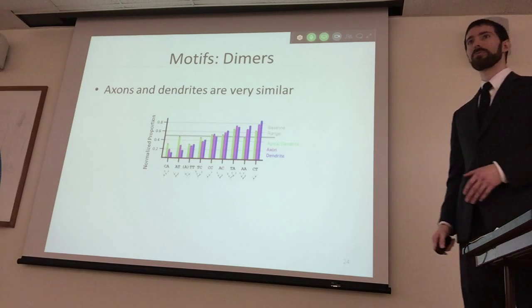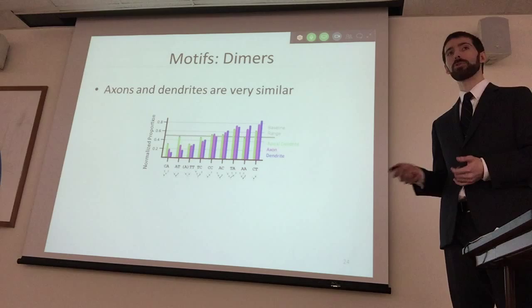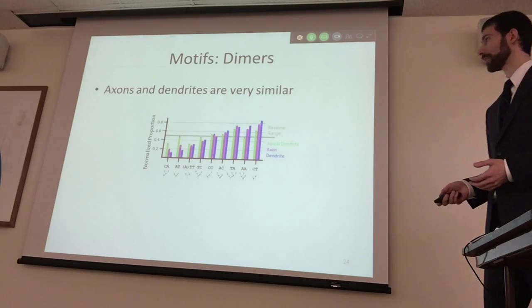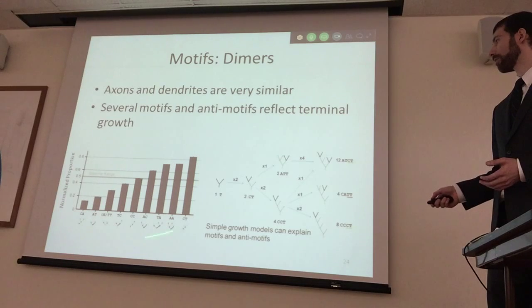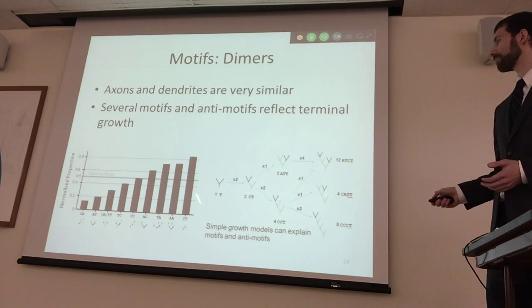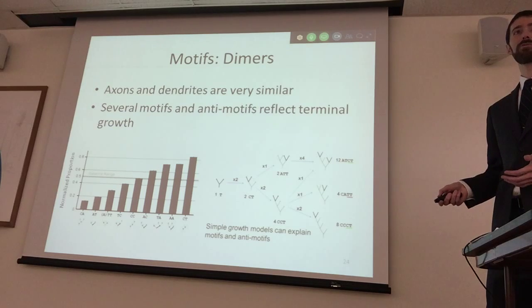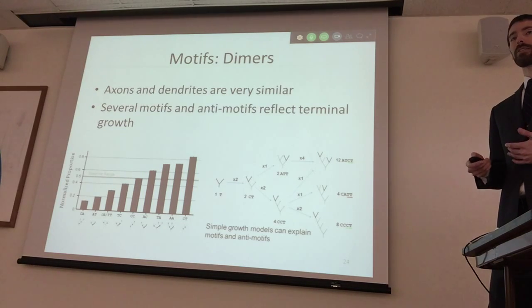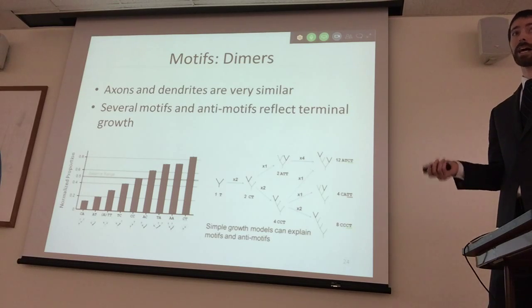So naturally, the terminal growth and segmental growth that we had looked at before came up as a possible explanation. So if we just look at the axons and the dendrites, not the apical dendrites, we get these. And we looked at a few, and this is a representative look at two of them. So the CT is a motif, TT is an anti-motif, and we want to see why that is. And so we looked at terminal growth, and we saw that actually terminal growth explains a lot of it.